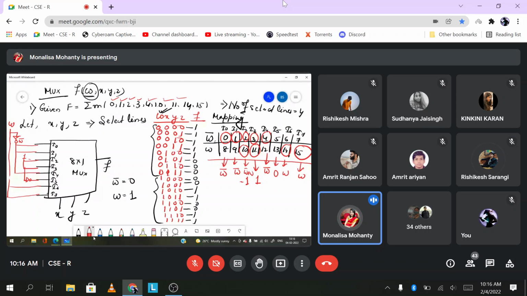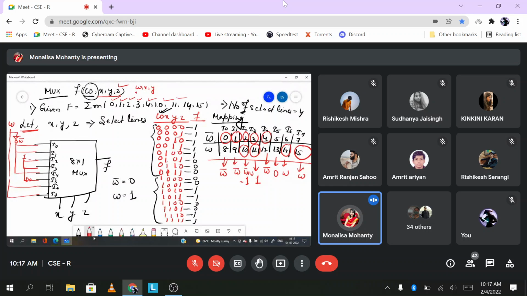Ma'am, we can map any input, right? For example, I have mapped Z. No issue. You can take that. I have assumed here, I have written let, so I have taken XYZ. You can then take WXY as your select lines, and Z as input. That can be okay.